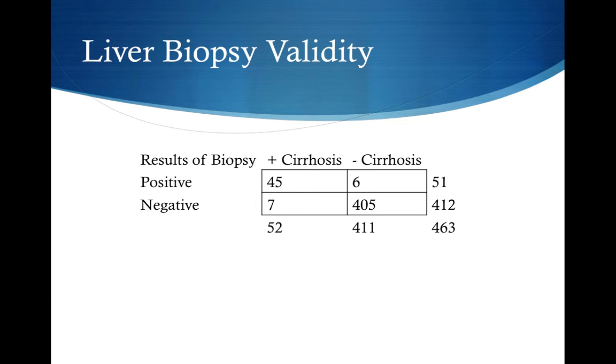So I have a random population of individuals, 463 people. 45 people tested positive and truly do have cirrhosis, whereas 6 people do not have cirrhosis but tested positive. You have 7 people who truly do have cirrhosis but tested negative, and 405 people who do not have cirrhosis and truly tested negative.